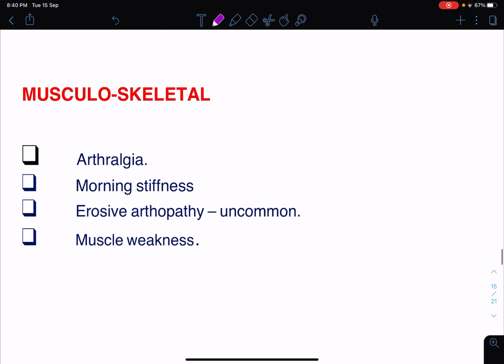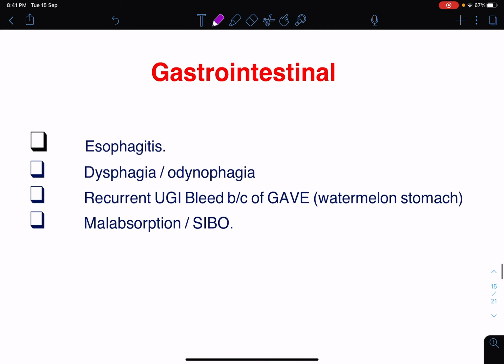In the musculoskeletal system, the patient may have arthralgia, morning stiffness, erosive arthropathy is uncommon, like SLE. In SLE also, erosive arthropathy is very uncommon. Muscle weakness. In the GIT, the patient may have esophagitis. Okay, the patient may complain of dysphagia or odynophagia because of esophagitis.